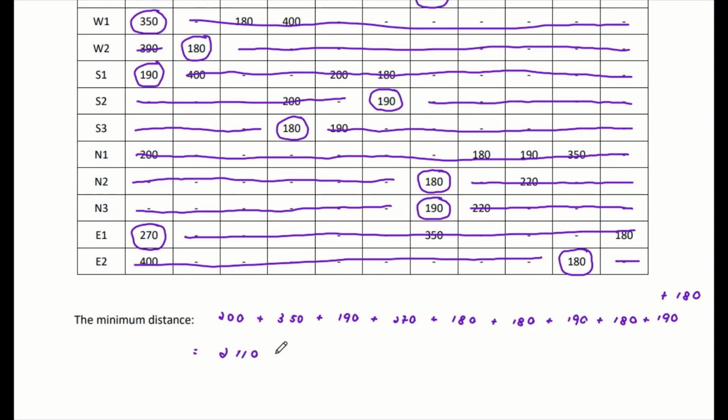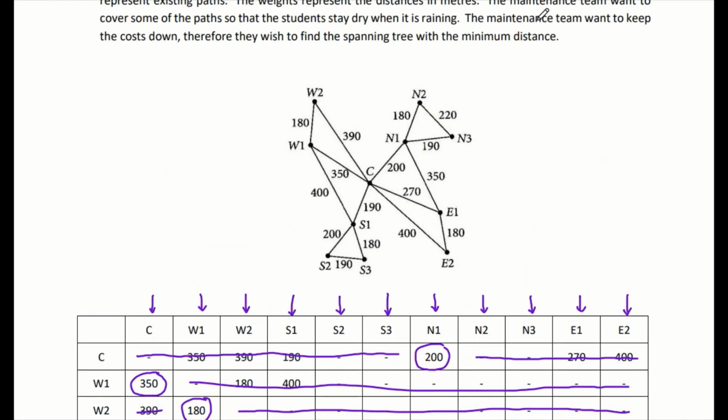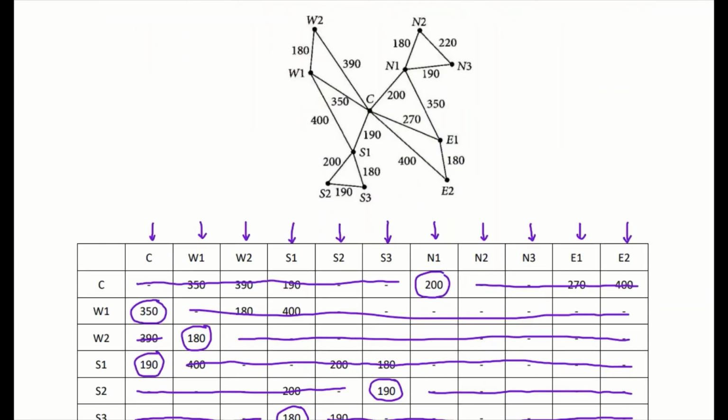2110 meters. All right, so you might want to look at your distance table, then maybe try to label it in a network diagram and see whether you get the same thing as your previous handout. You will realize that the answer is the same. So 200 is C to N1. Then after that, 350 is W1 to C.